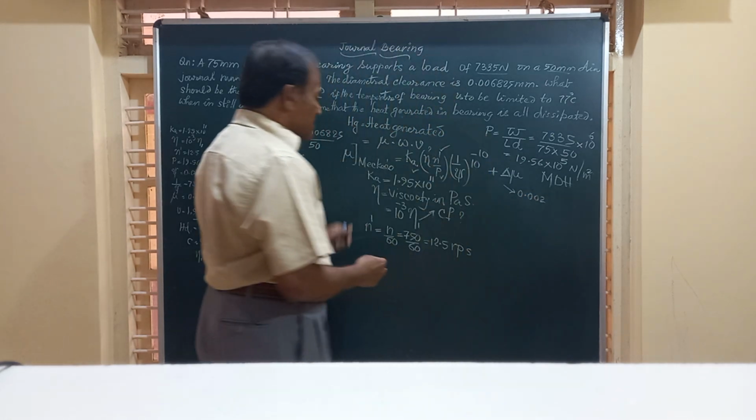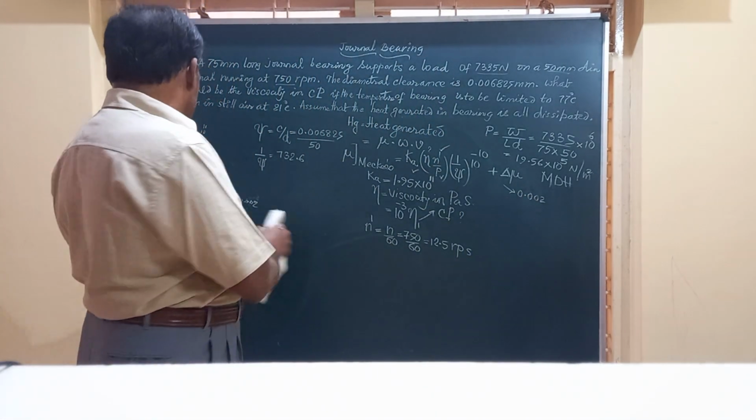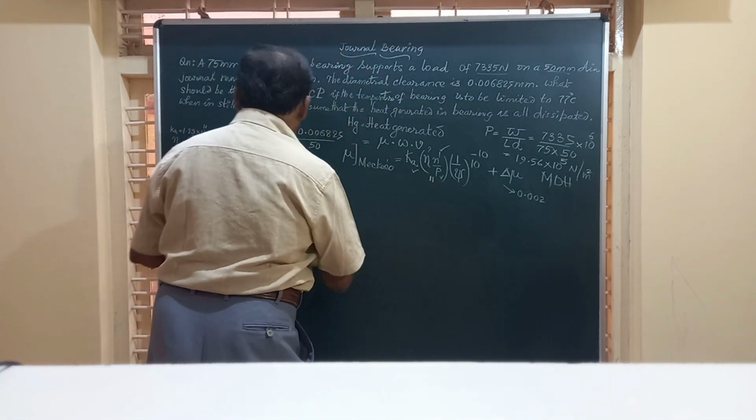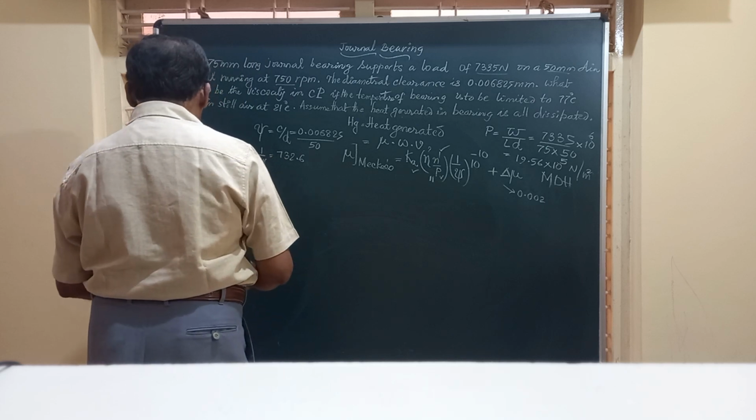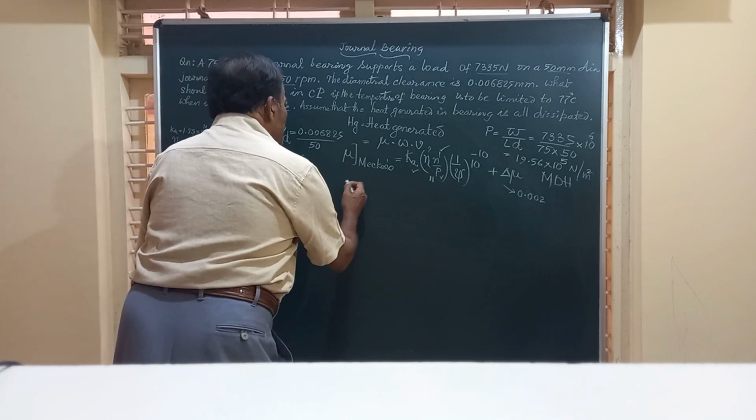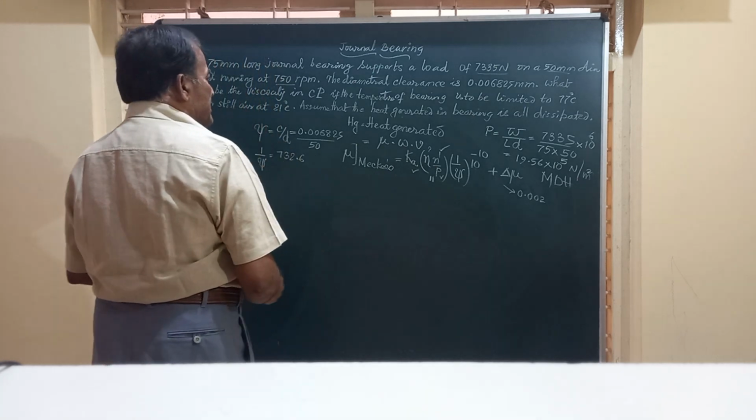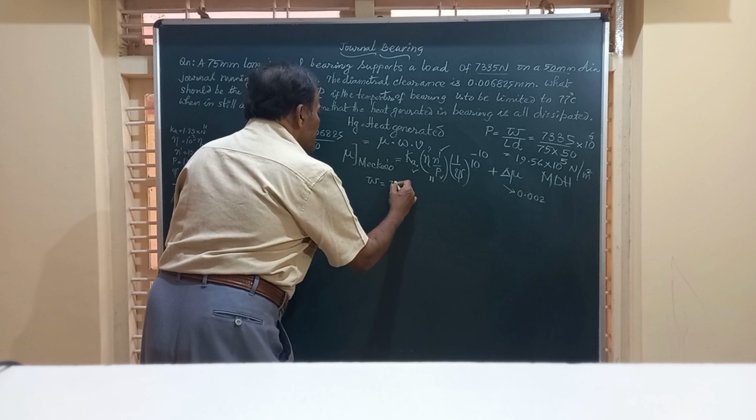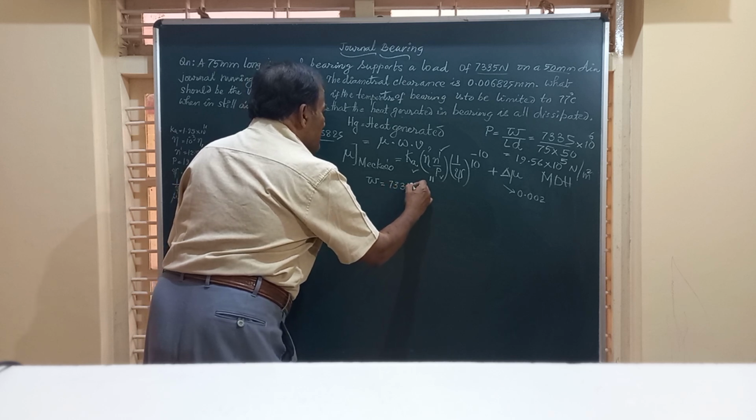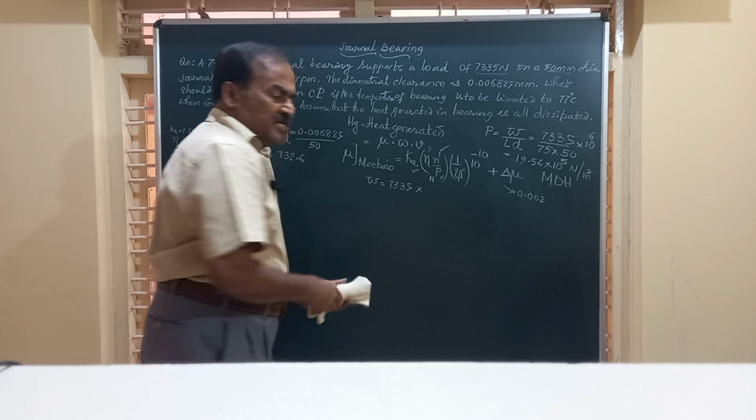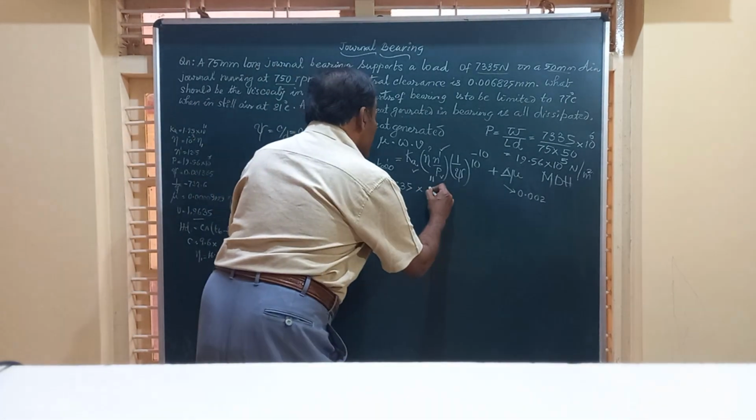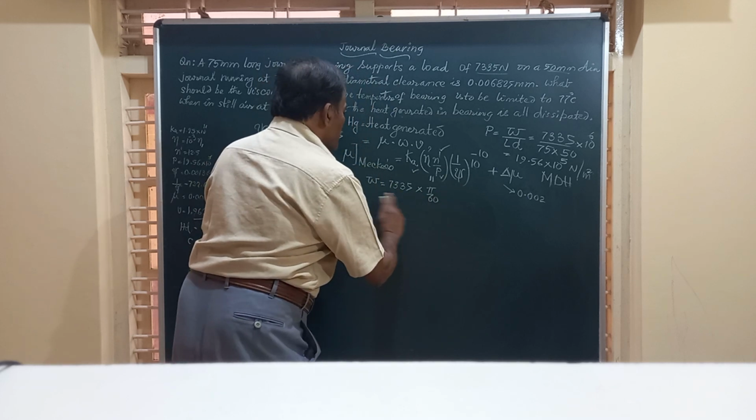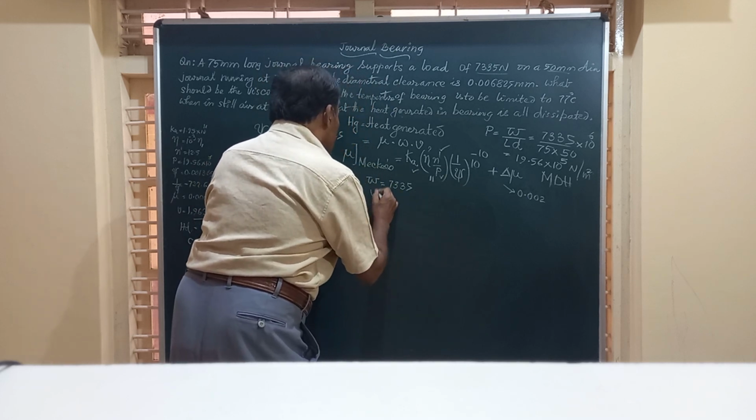Friends, if you make the substitution of all these in the equation, you are going to get this mu, the mu of Mickey's, as this value you have got. And this W is the load, 7335 Newton. Velocity is pi dm by 60, and W is so much. The velocity I will write down separately.